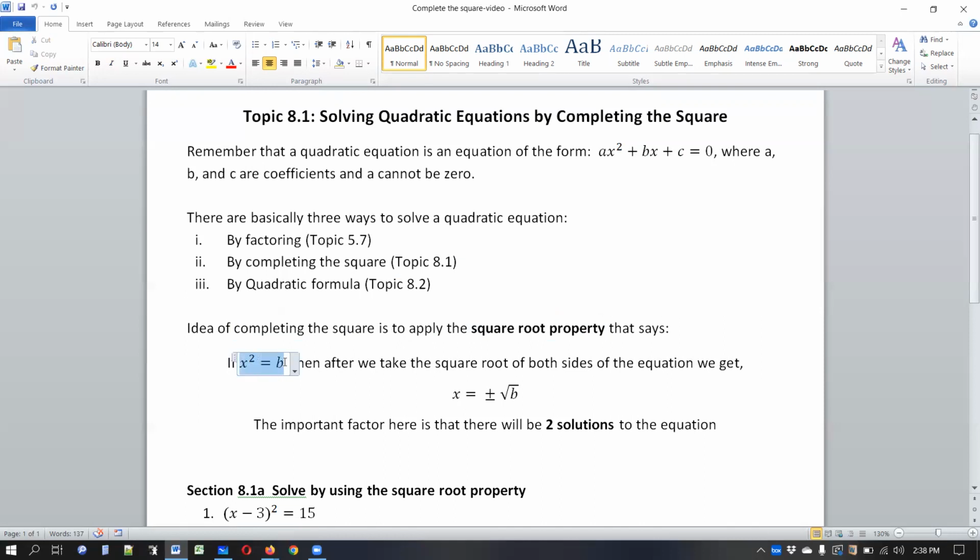So if the equation is in this format, the technique of completing the square, which relies on the square root property, says take the square root of both sides of the equation. And when you do, the square root of x squared is x, and the square root of b is the square root of b, but with the plus or minus in front. And the reason for that is, for the square root, there are going to be two possible solutions to the original equation x squared equals b. And here is an example.